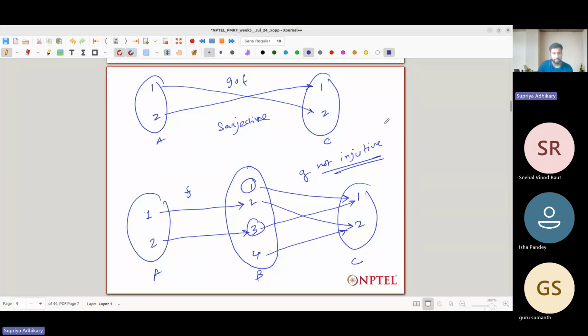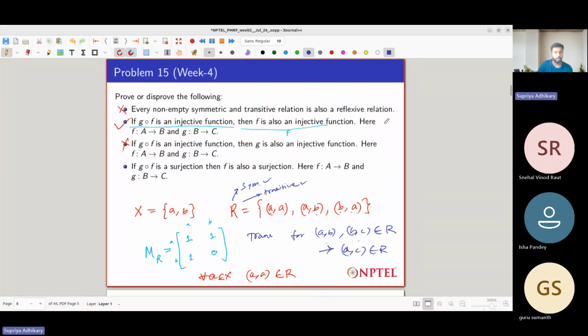Now, what about the function f? As you can see, 1 is mapping to 2 and 2 is mapping to 3, but for 1 in the codomain set of f, for 1 in B, there is no pre-image. There is no element assigned to this element 1. So therefore, f is not surjective. So in the same example, we have shown that this is not necessarily true.